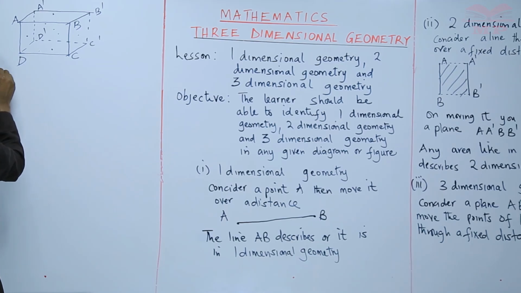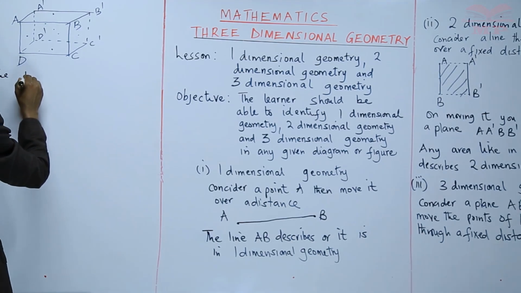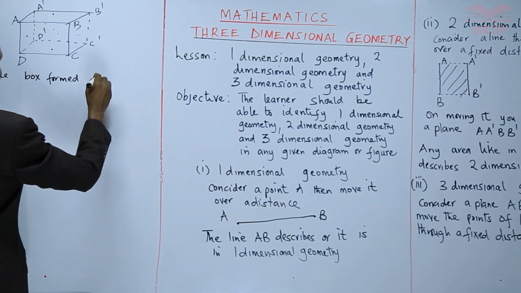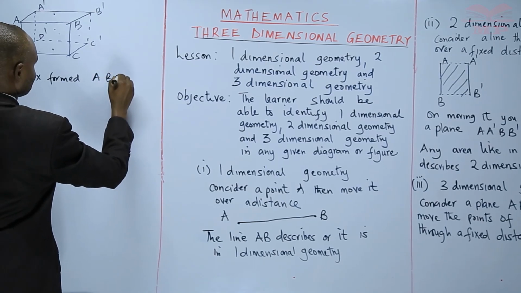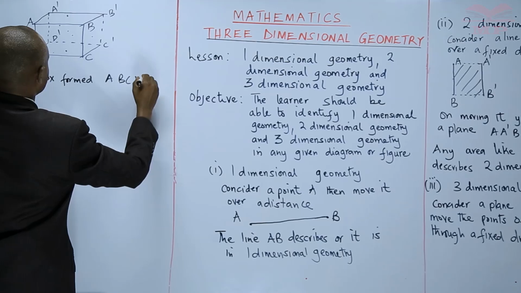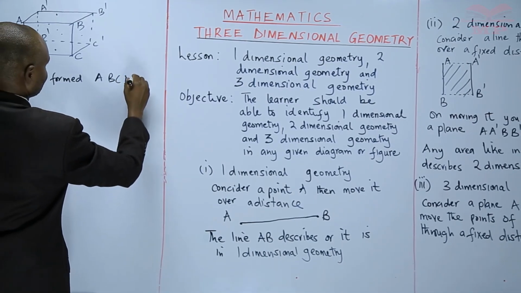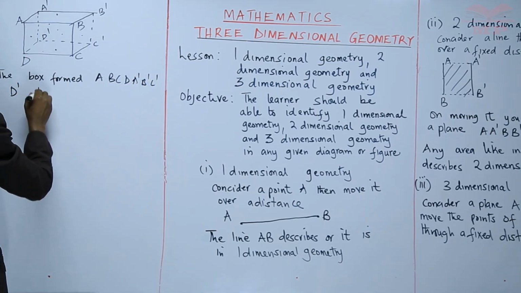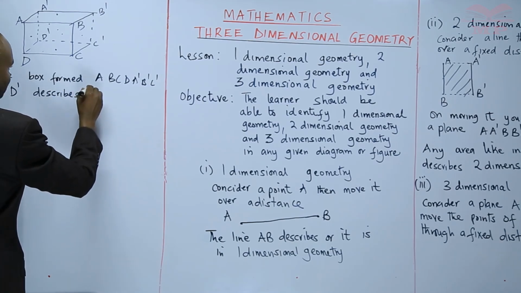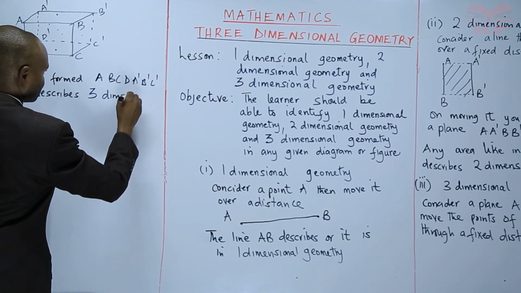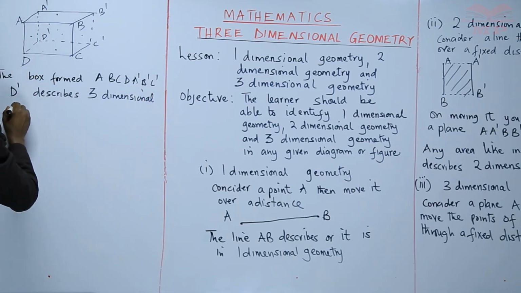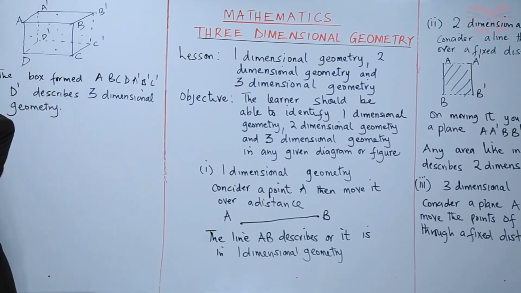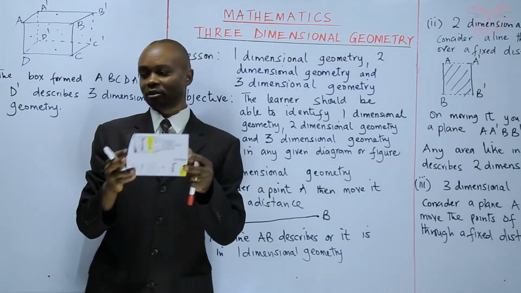So the box formed by A, B, C, D, A prime, B prime, C prime, D prime describes 3-dimensional geometry. I've used a simple example of a box.